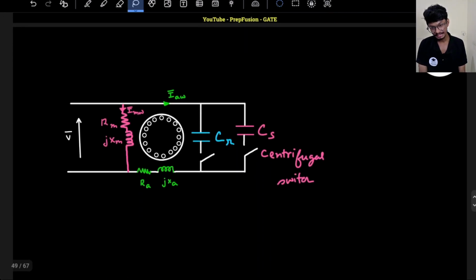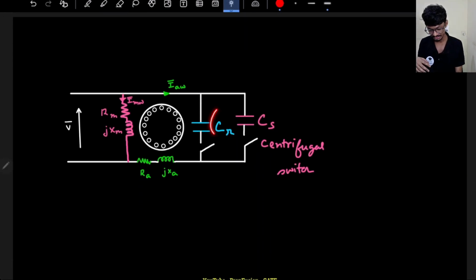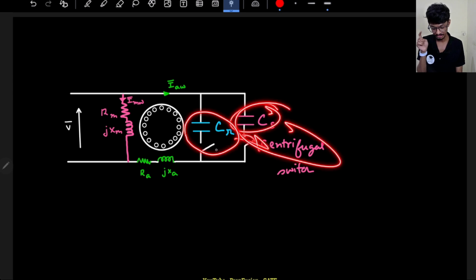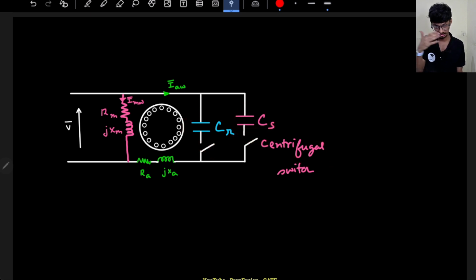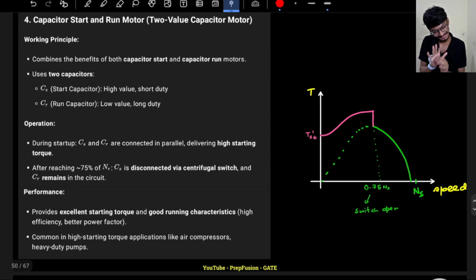So there is another kind, because I want to utilize the good things of both. So I will have a capacitor start, capacitor run induction motor, while I will close this switch for starting and I will open this switch for running. Okay, so I will make use of both capacitor start and run. It's the same, just that the CS will be used during starting and CR will be used during running.